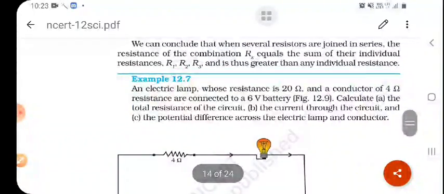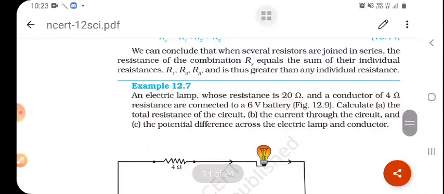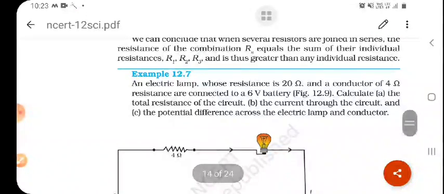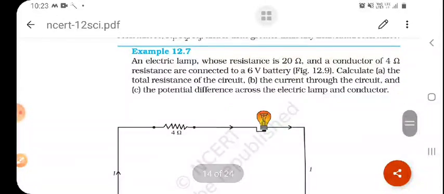Okay, so we can conclude that when several resistors are joined in series, the resistance of the combination RS equals the sum of their individual resistances, and is thus greater than any individual resistance.